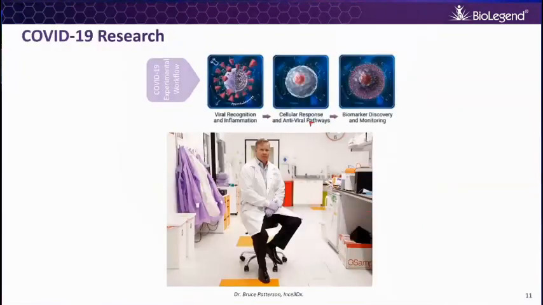And to give you an example of where these assays are really making a difference, I wanted to show you a workflow that many researchers in the community are doing right now to study COVID-19. It all starts with the viral recognition and the inflammation that is caused by the virus. And there is a cellular response against that virus. And there are biomarkers that need to be monitored during this immune response.